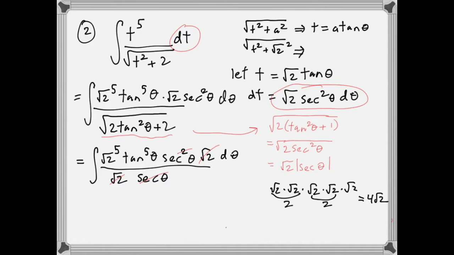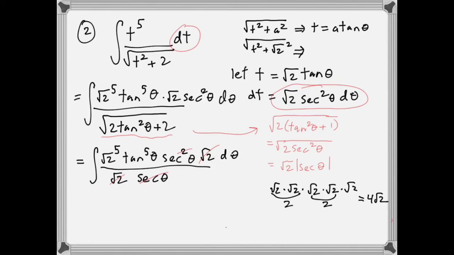So here's what we get. Let's go on the next page here. We have 5 tans and 1 secant, right? So we have 4 root 2 integral of tan to the 5th theta secant theta d theta. Let me make sure I didn't write that incorrectly. I think I'm okay so far. So I have 5 tans and 1 secant, right?